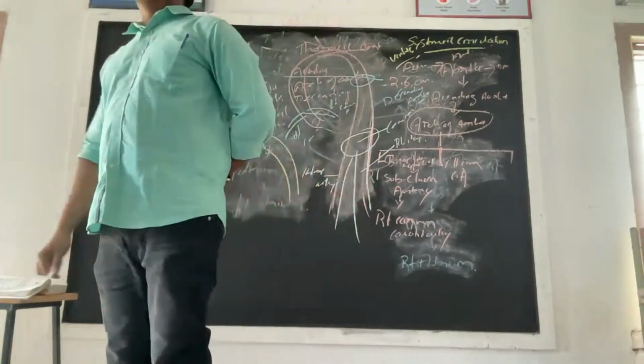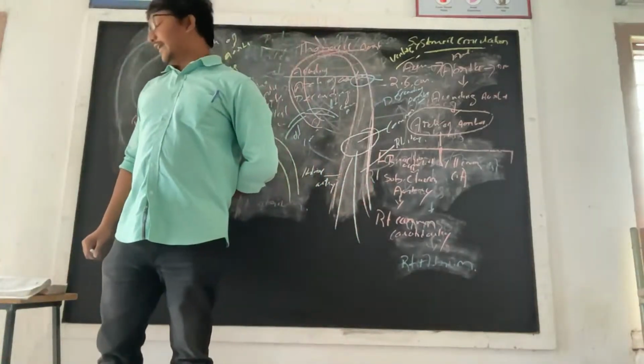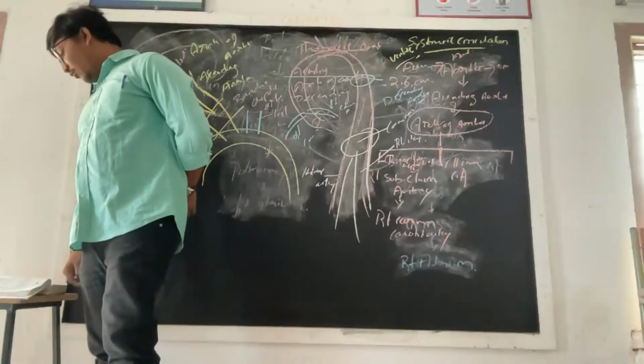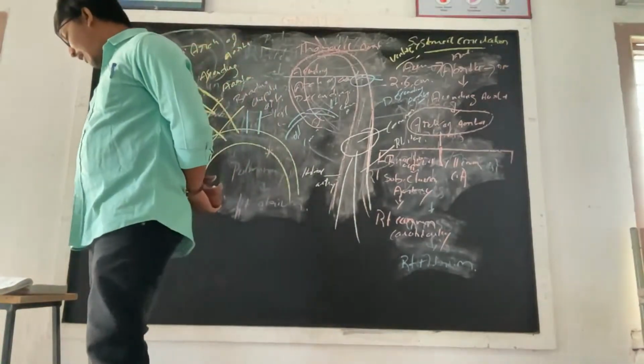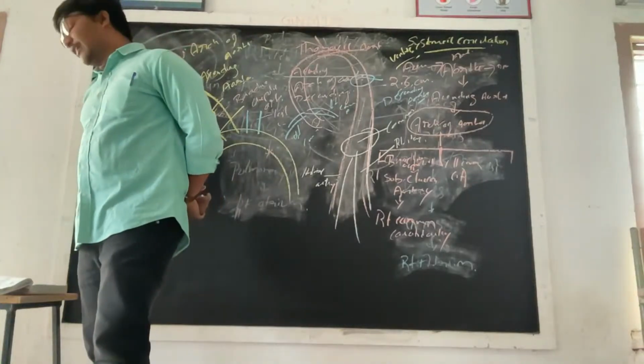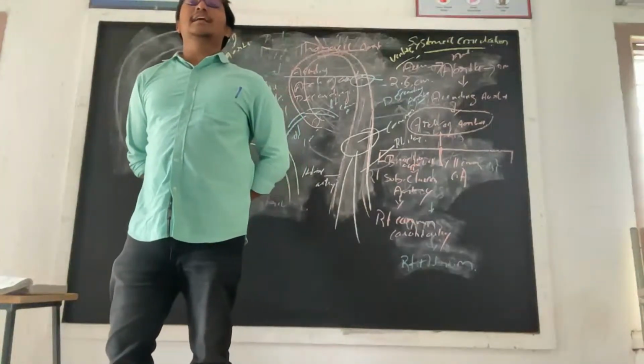Right iliac artery and left iliac artery. Am I clear? Yes, sir. Yes or no? Yes, sir. Now we'll talk about the abdominal aorta. The abdominal aorta is the largest artery in the abdominal cavity.